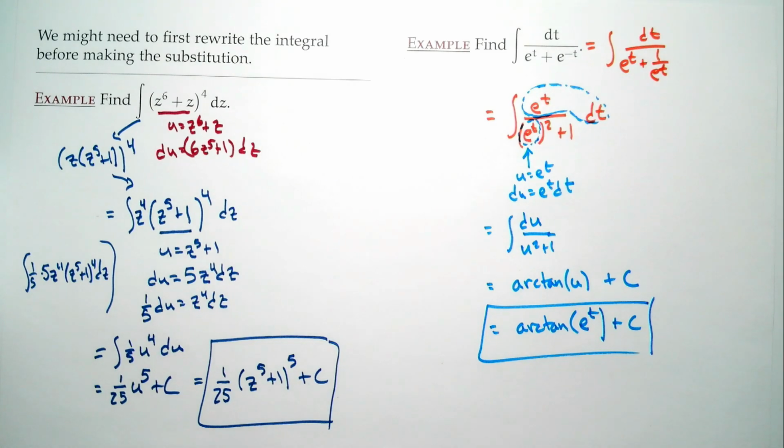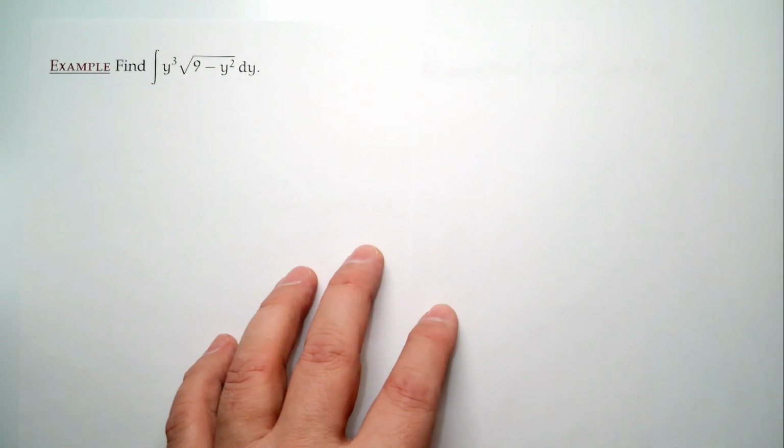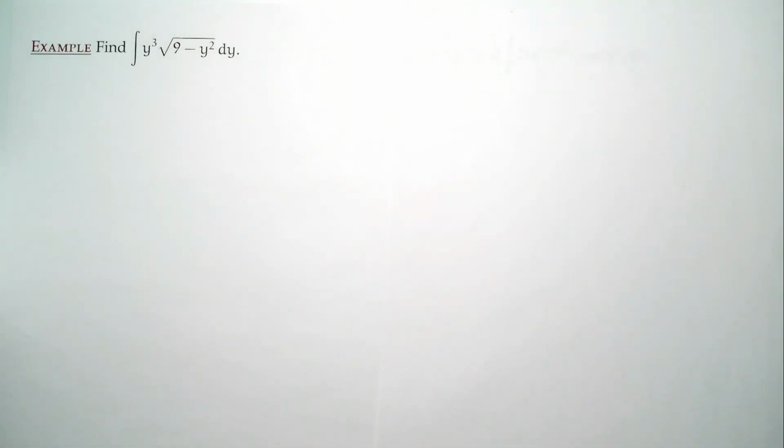So be aware, you might have to rewrite your function. You might have to manipulate terms. Now, let's really challenge ourselves. This is something else that we might have to do. Find the integral of y cubed times the square root of 9 minus y squared dy. What can we do? What can we do?